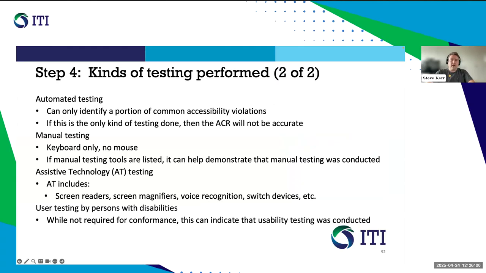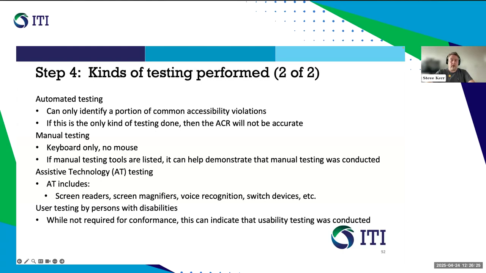Automated testing does not fully cover accessibility with any tool. So if only automated testing is identified, the report is not likely to be an accurate reflection of the product's accessibility. Manual testing should include testing using only a keyboard. There are some tools or test methodologies that help with manual testing, so any details about manual testing tools or approaches should give you more confidence in the conformance information in the ACR.